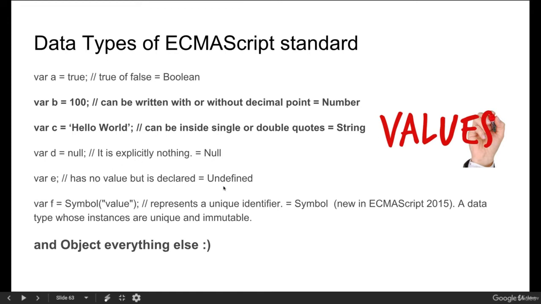And by default, when you declare a variable and haven't assigned any value to it, it comes back as undefined. There's also symbol, which represents a unique identifier. Symbol is new in ECMAScript 2015, and it's a data type whose instances are unique and immutable. And everything else, or almost everything else in JavaScript, is an object type.